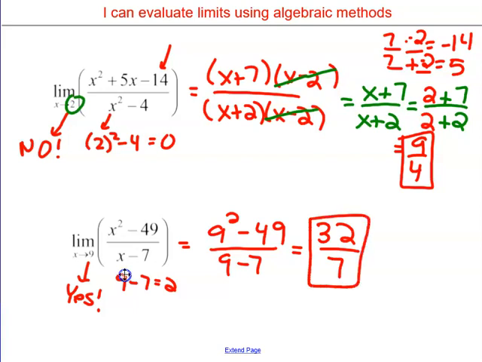Okay? So if you're given a number, go ahead and plug it in as is, but the only problem is if you get 0 in the denominator, it's not going to exist as is. So try to factor it and see if you can get an answer or get a limit that way.